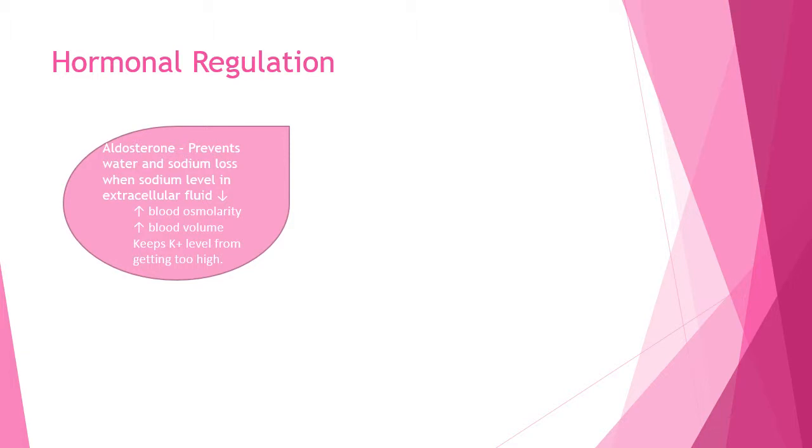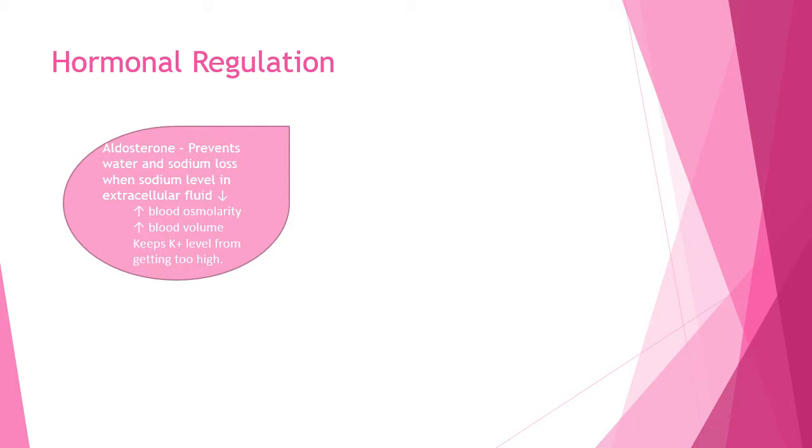Let's discuss aldosterone first. Aldosterone is a hormone secreted by the adrenal cortex whenever sodium levels in the extracellular fluid are decreased. It's also responsible for preventing both water and sodium loss. So think about this. You're exercising and you sweat a lot. Your body has a decreased supply of sodium related to the loss through the sweat. The afferent arteriole picks up this decrease in blood sodium levels.